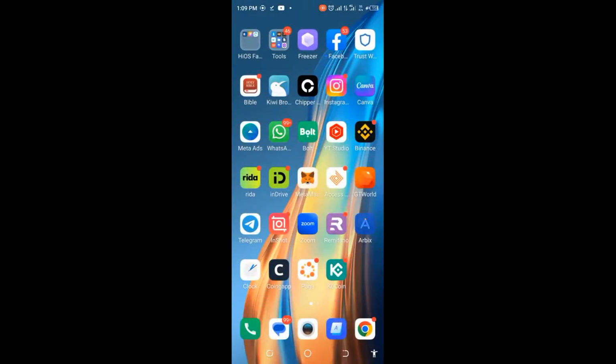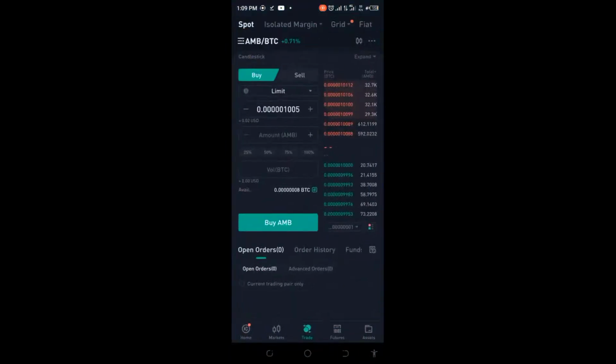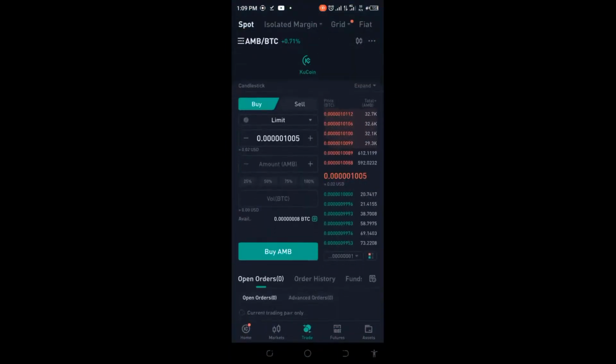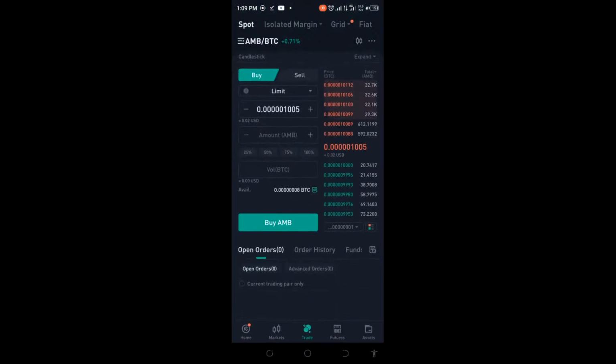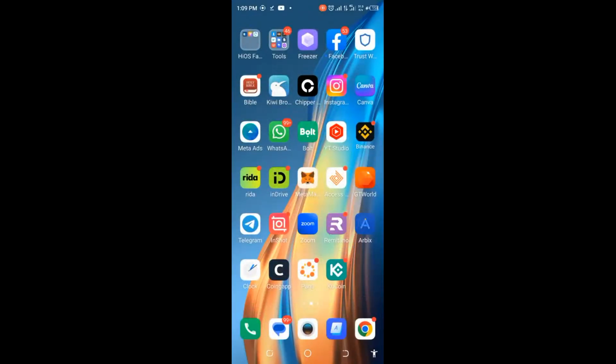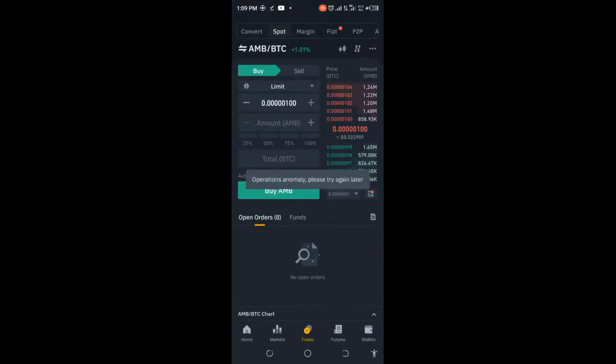Then in KuCoin, let's check what exactly it is. Let me try to refresh that. That's the price. You can see here, it's 0.0001005. So there's a difference, right? We're just going to go over and see how we can exchange this. Go back into Binance, because it's going to be from Binance straight on.